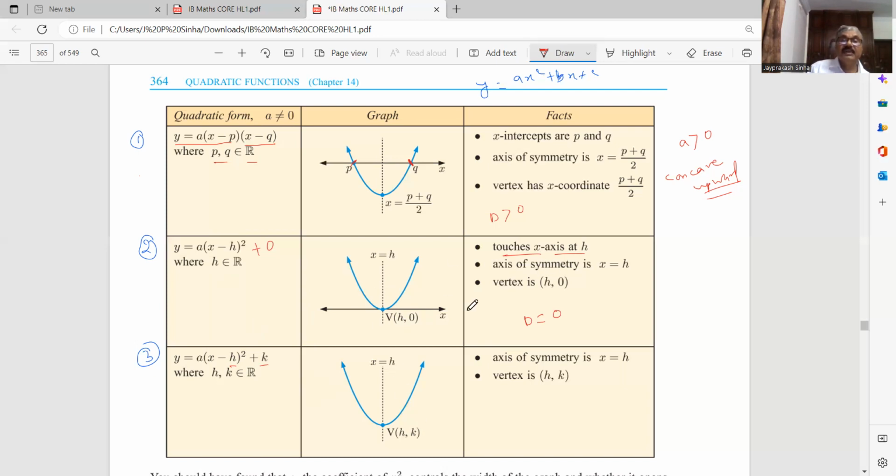Correct? So in this case, if y is equal to a into x minus h whole square, then the graph touches the x-axis, the axis of symmetry is x is equal to h, and the vertex is h, 0. If the graph is of the form y is equal to a into x minus h whole square plus k, the axis of symmetry is also x is equal to h, but the vertex is h, k. Correct? So these are the three different forms.